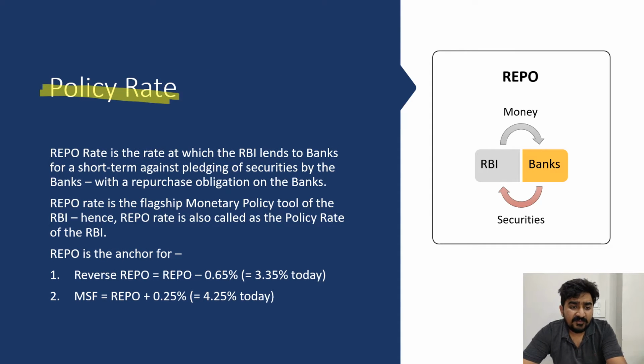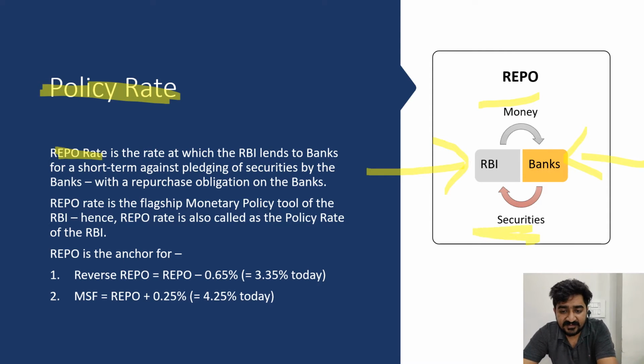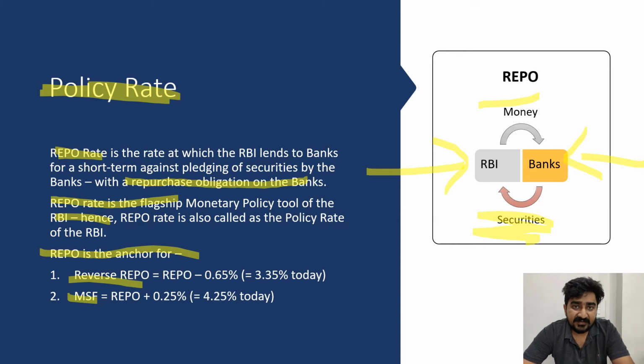Amongst the various available policy tools, repo is the most popular policy tool used. Hence, policy rate in India generally refers to repo rate. Repo stands for repurchase obligation. That is, repo rate is the rate at which the RBI lends money to banks for a short period in exchange for some securities pledged by the banks with the RBI. There is a repurchase obligation on these banks to buy back these securities at the end of the period. Repo rate is the flagship monetary policy rate published by the RBI. In fact, repo is so important that repo is also the anchor for reverse repo rate and marginal standing facility rate in India.